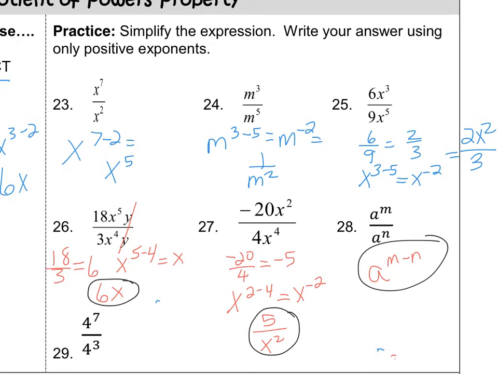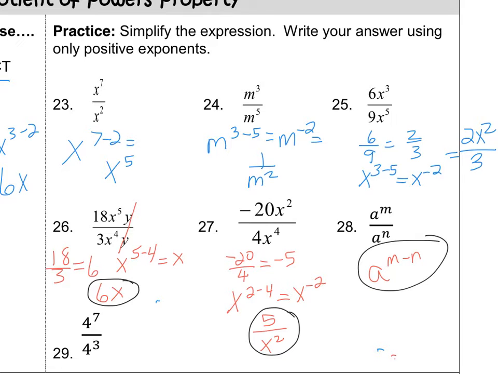Okay, check your answers and make sure that you got the correct answers. Number 28, again, just like we had with multiplication, we need to subtract our exponents, but m and n are not like terms, so it just ended up being m minus n.